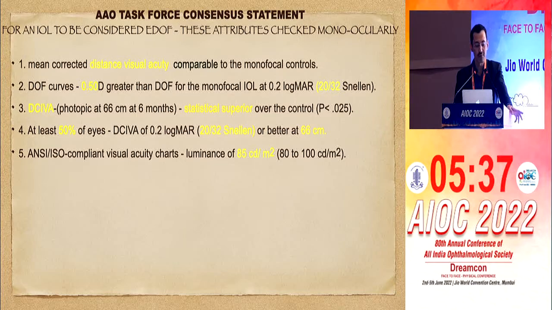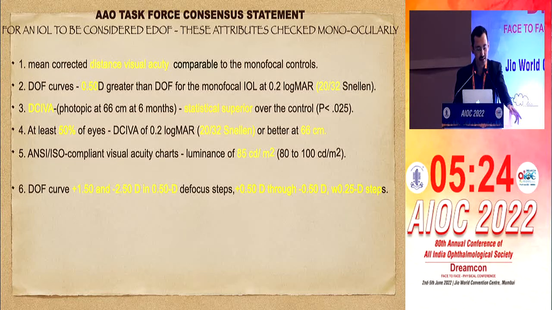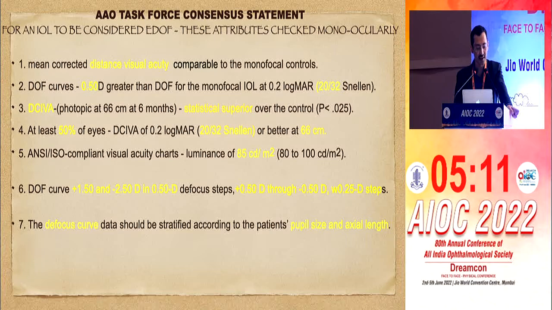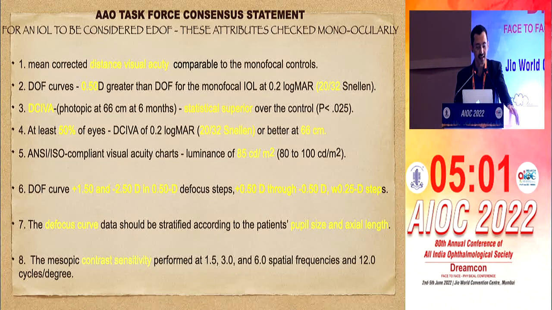The way visual acuity is checked is also standardized: the chart should have an illumination of 85 candelas per meter squared. The defocus curve should be done between 1.5 and 2.5 diopters in steps of 0.5 diopters, and between plus 0.5 and minus 0.5 it should be checked in steps of 0.25 diopters. The defocus curve should be stratified according to the patient's pupil size and axial length. So all kinds of eyes should be included when you are assessing an EDOF lens.